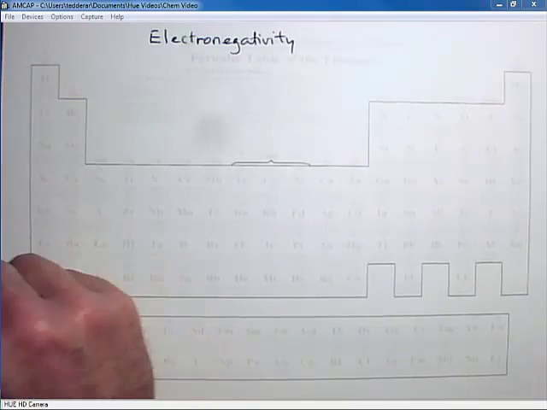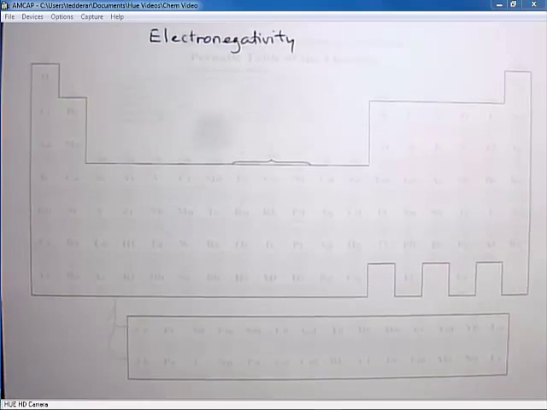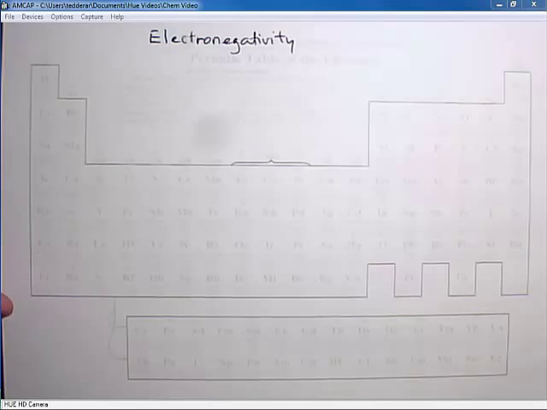Let me give you the definition for electronegativity. Well, first of all, let me tell you a little about what electronegativity deals with, and then I'll give you a definition, okay? When you were taking physical science, you were probably taught that there were two kinds of bonding between atoms. Anybody? Covalent and ionic. Good.